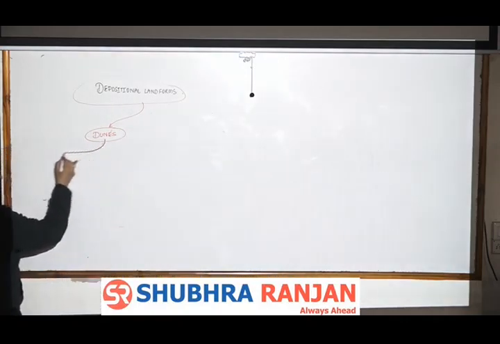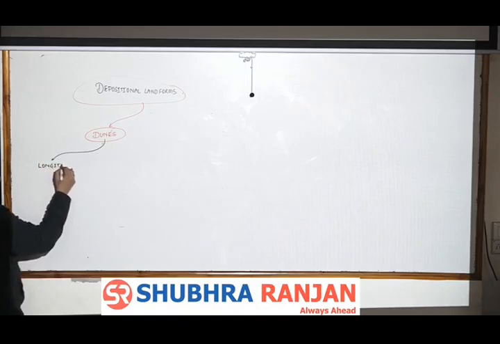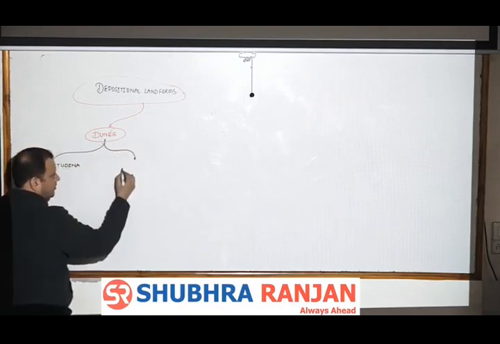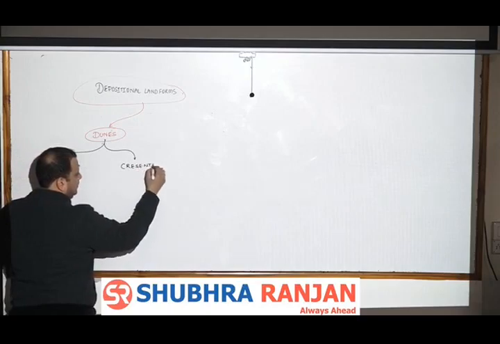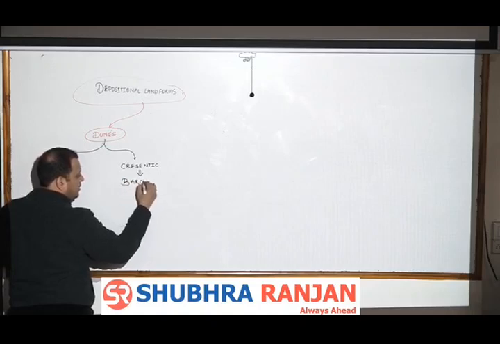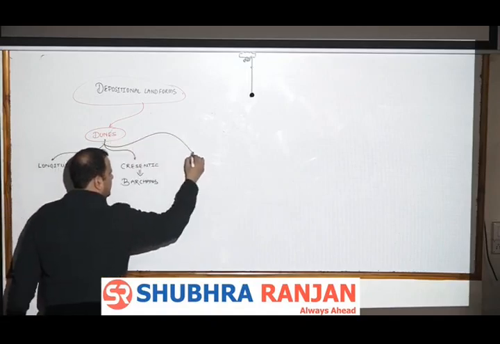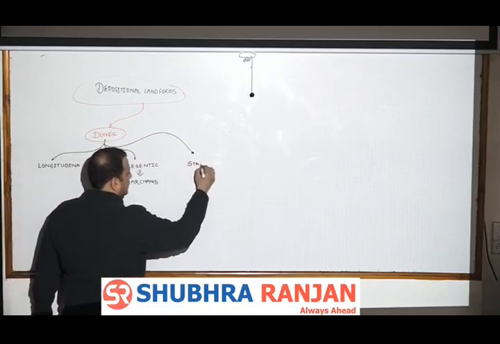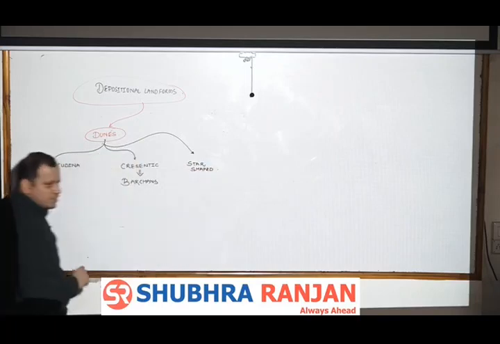Sand dunes are of different shapes. Some sand dunes are longitudinal, I will explain all this. Some sand dunes are moon shaped or crescentic, which is our common idea of sand dunes, and they are known as barchans. And the third type of sand dune is star shaped.